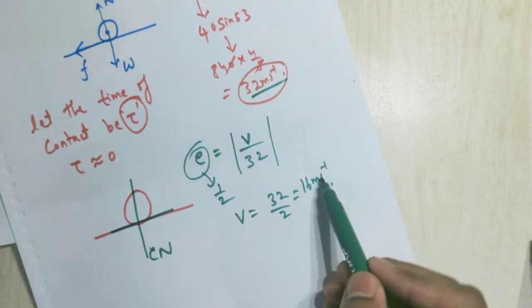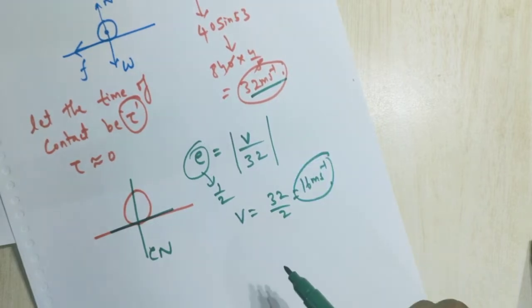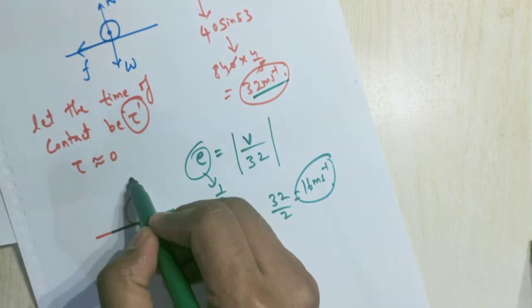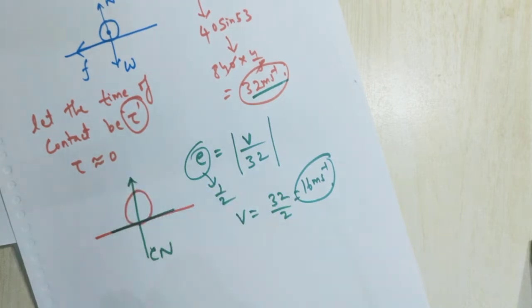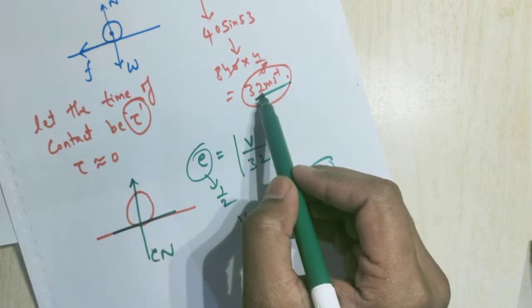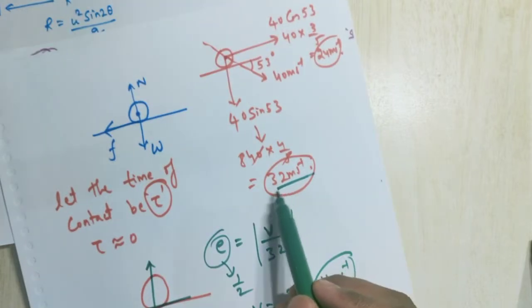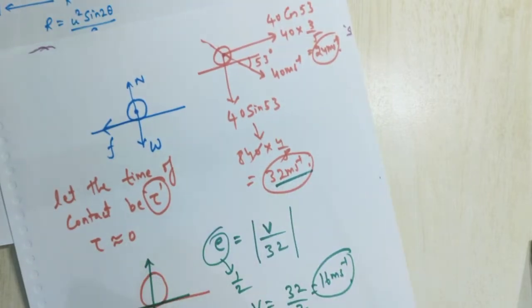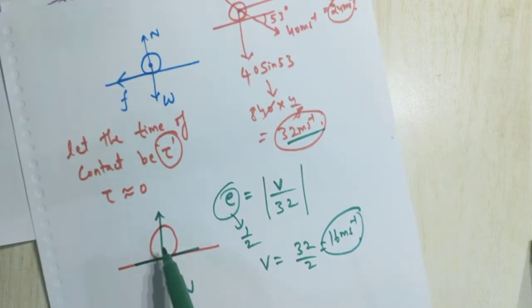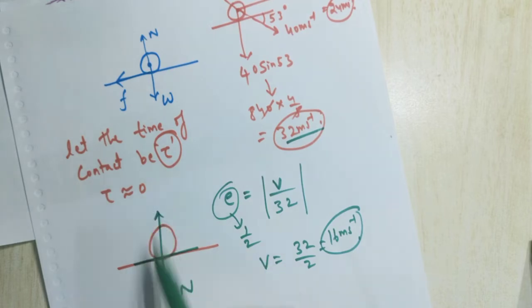This is the velocity with which the ball rebounds in the vertical direction. Before hitting the ground, it is having 32 meters per second in the downward direction. After hitting the ground, when it rebounds, it will have an upward velocity of 16 meters per second. This is only the velocities along the common normal.